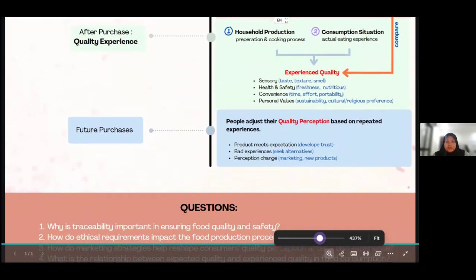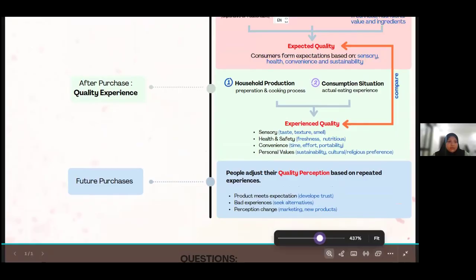Okay, thank you, Farah. So now we move on to the after purchase, which is the quality experience. The after purchase is basically how people judge the food. Once people purchase the food, they experience it in two ways, which are household production and consumption situation. Household production is the preparation and cooking process of the food product, whereas consumption situation is the actual eating experience. Both of these contribute to the experience quality in terms of sensory, such as taste, texture, smell, and color.